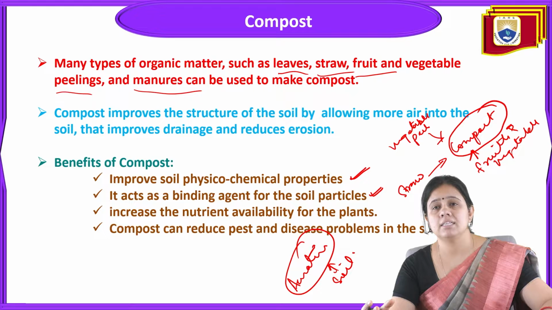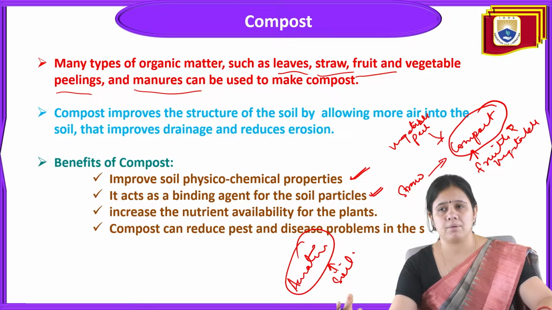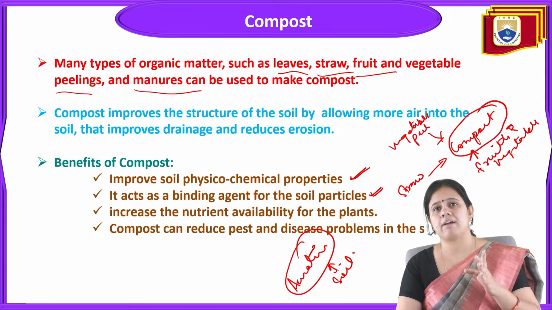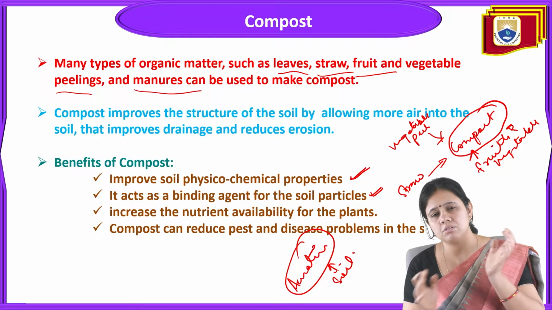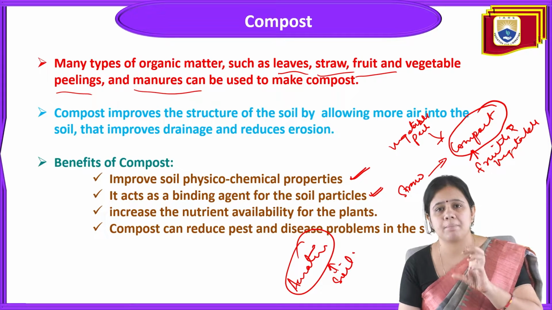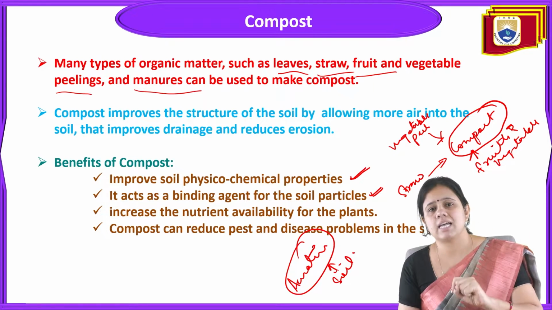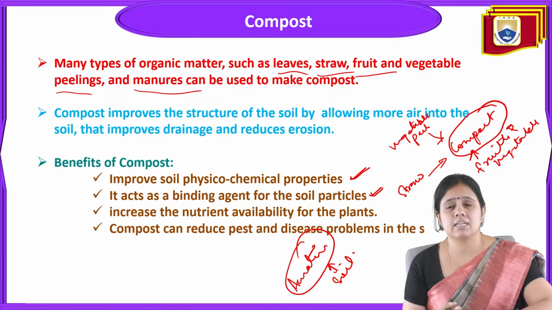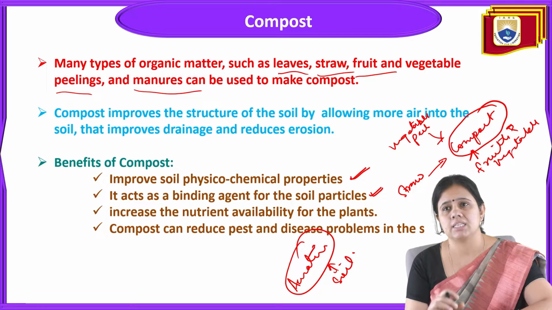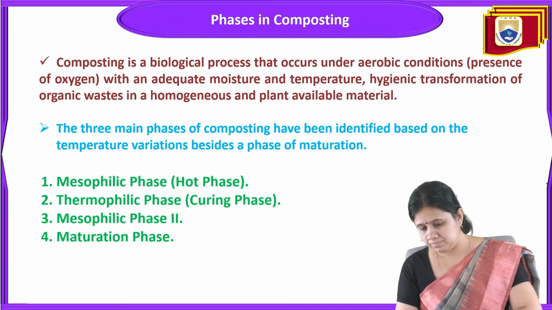Next, it increases the nutrient availability for the plants. Compost can reduce pest and disease problems in the soil. So these four are the benefits of compost: it improves the soil physico-chemical properties, it acts as a binding agent for the soil, it increases nutrient availability, and it can reduce pest and disease problems in the soil.